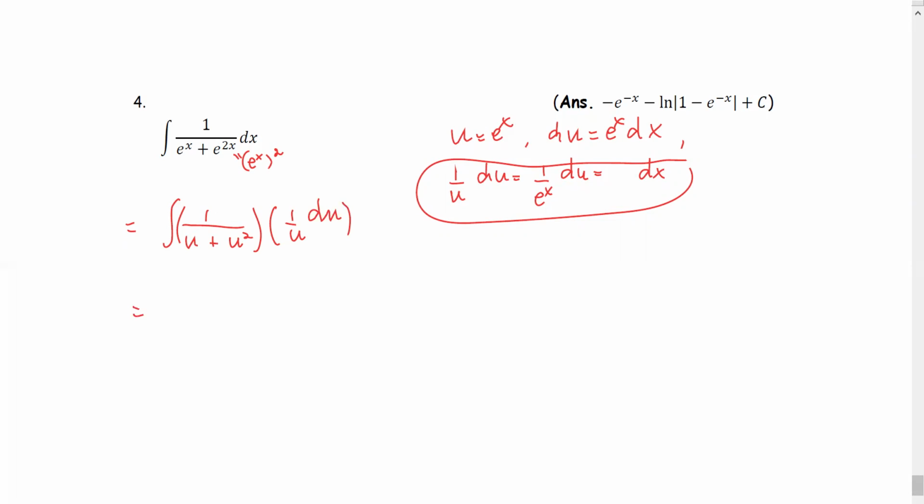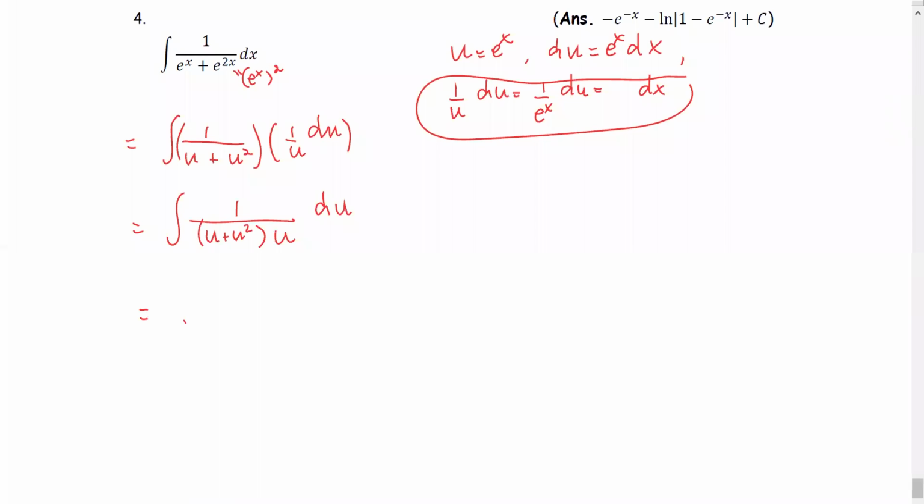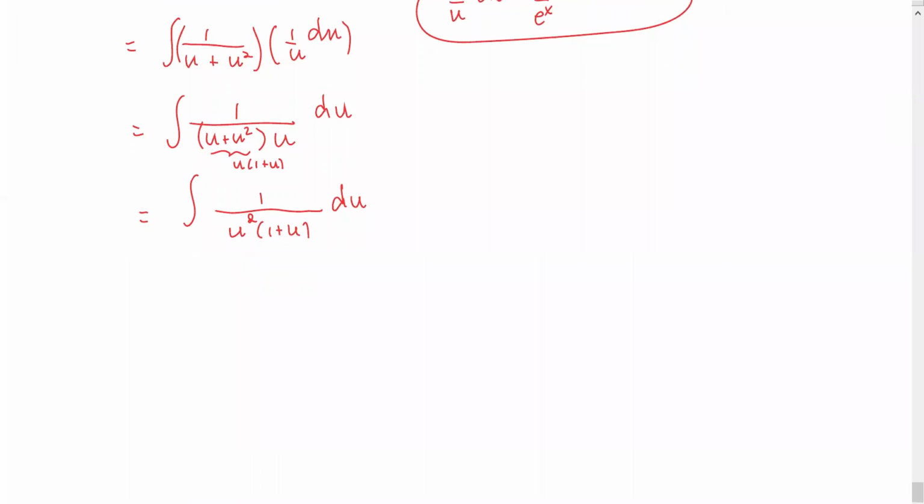have the integral of 1 over u plus u squared multiplied by u with respect to u. We can factor the denominator a little bit more. For u plus u squared, that is u multiplied by 1 plus u. U and u, that is u squared. Now we rewrite the denominator as u squared multiplied by 1 plus u. The numerator is 1 with respect to u.